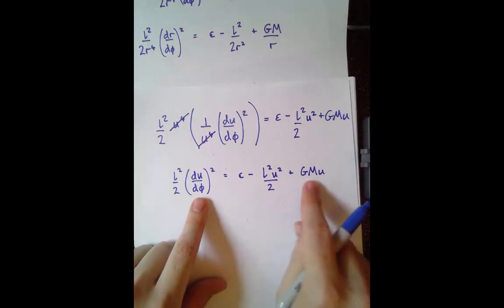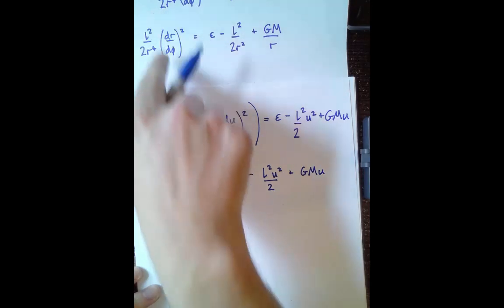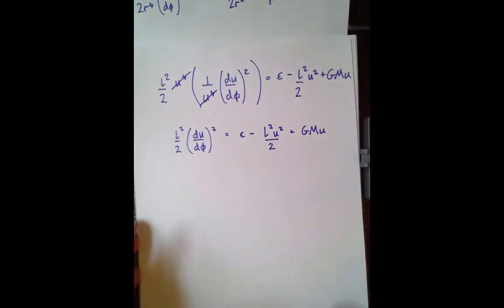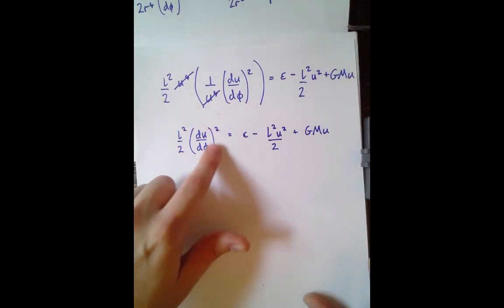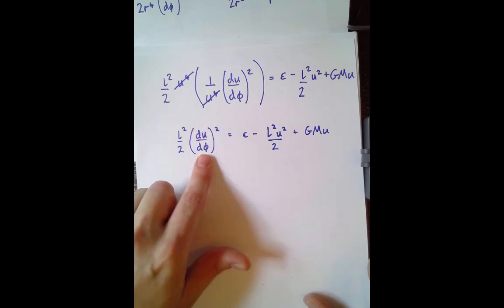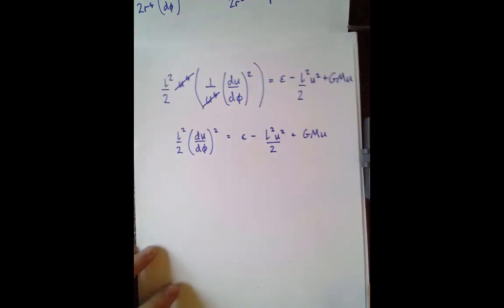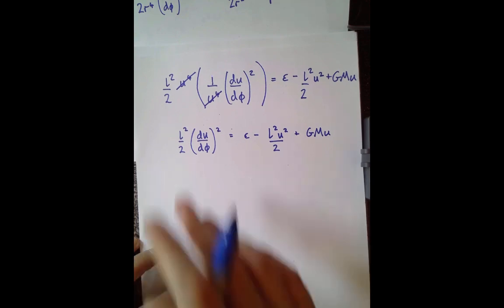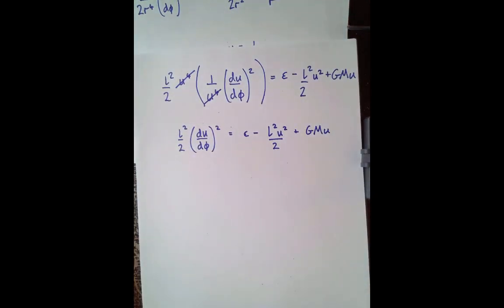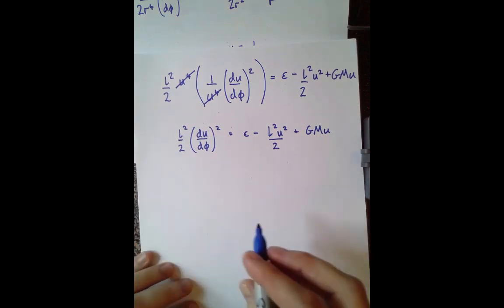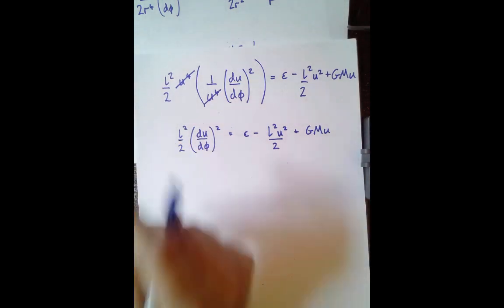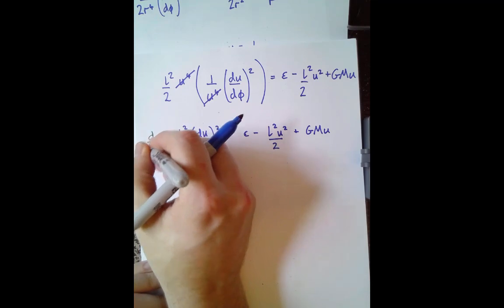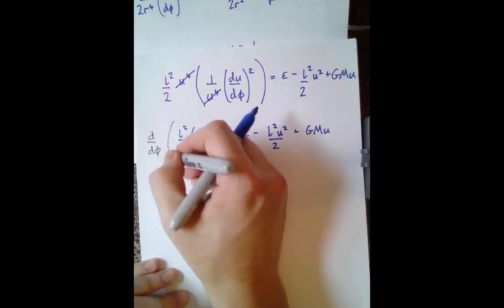Okay, so that's got all the u's in the numerator. It's also got rid of this horrible r to the 4 term. But we've still got this nonlinear first order differential equation here. So our next trick is that one way to turn first order differential equations that are nonlinear into linear differential equations is to differentiate them. So what we can do is differentiate this whole thing with respect to phi.